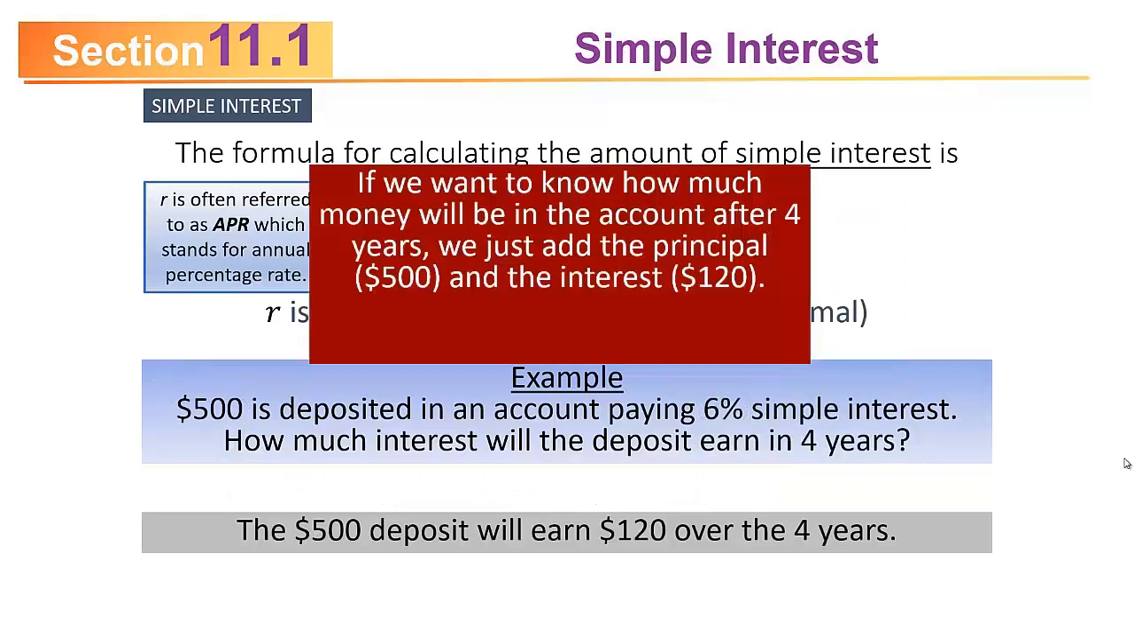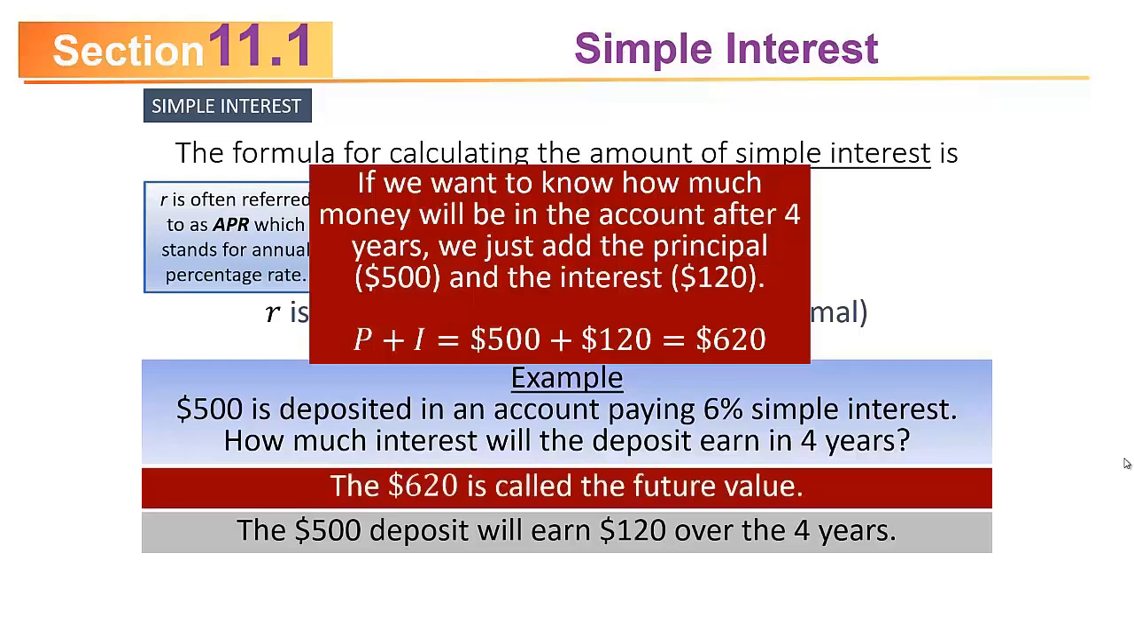Sometimes you don't want to know just the amount of interest you earn. Sometimes you'll actually want to know how much money is in the account after 4 years, or however many years. To do that, we just take the interest, which was $120, and add it back to the principal, which is $500. So the principal plus interest gives you the amount of money in the account, which is $620. That $620, the total amount in the account after a certain period of time, is called the future value.